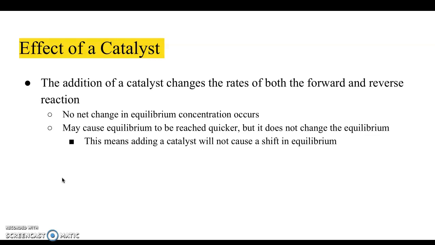But the addition of a catalyst is going to change the forward and reverse reaction rates. It is only going to decrease the activation energy, just like we talked about, create that alternative pathway, which allows the rate of the forward and reverse reactions to be quicker. The effect of this is we're going to see that our equilibrium will be reached quicker just because those reactions are occurring faster. But overall, we're not going to see any change in concentration of our reactants or products.